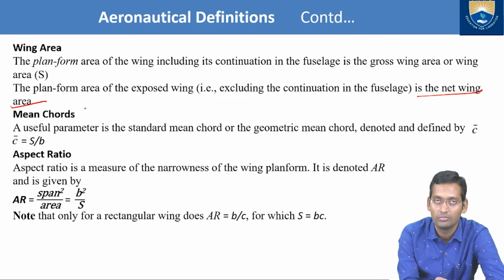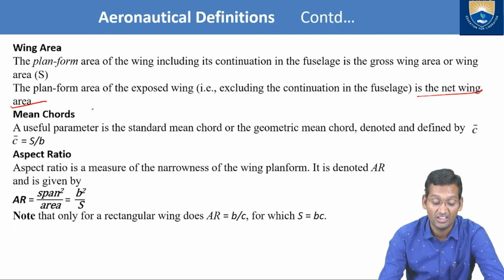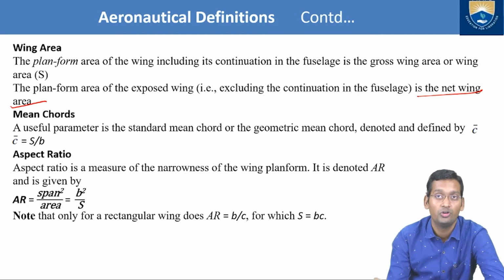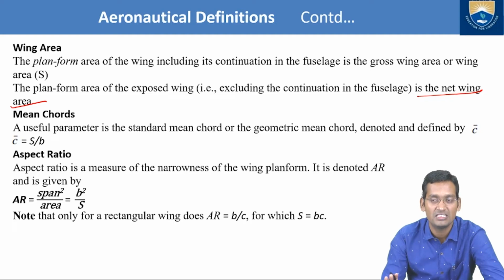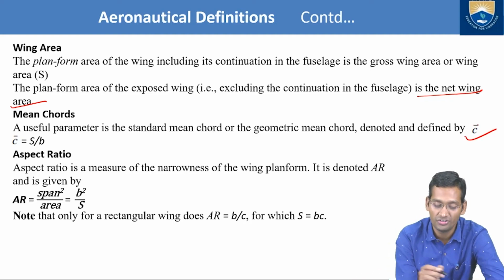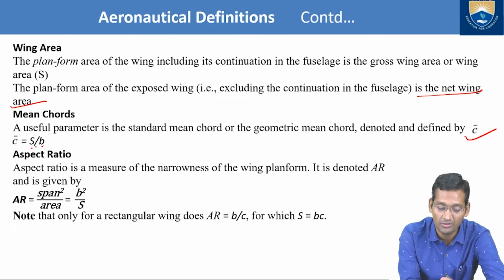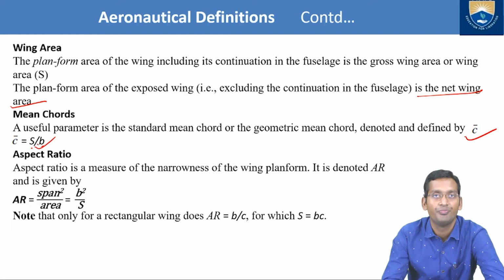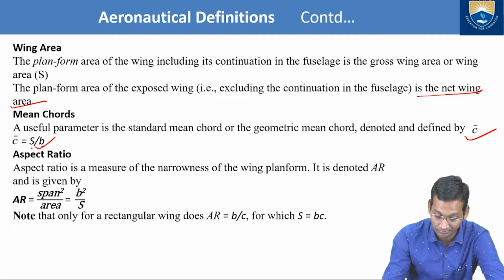Now mean chord. That is a very useful parameter. Just now I explained that the wing should not be tapered in that particular ratio. The mean chord or geometric mean is denoted by C bar, which equals S, the platform area, divided by b. So S by b is the mean chord. With this we can find the mean chord of the wing.